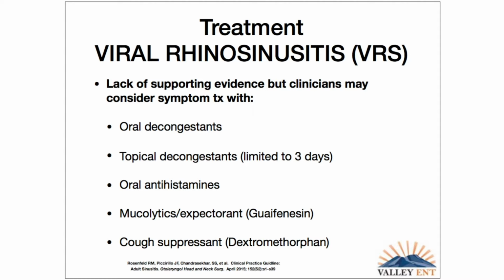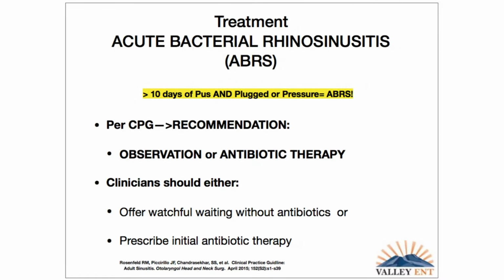Now, that was viral rhinosinusitis. What about acute bacterial rhinosinusitis? Let's say the patient has a symptom duration now of 10 days. You're making that diagnosis of acute bacterial rhinosinusitis, and what do you do with that patient? Well, you can offer them, according to our clinical practice guidelines, observation or antibiotic therapy.